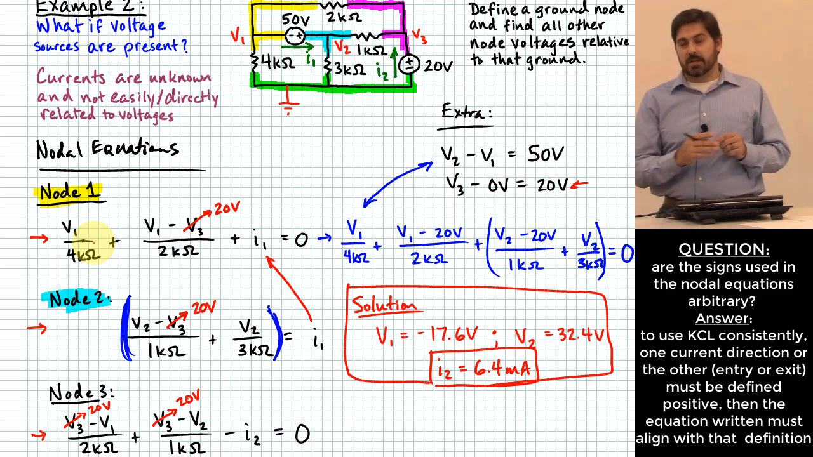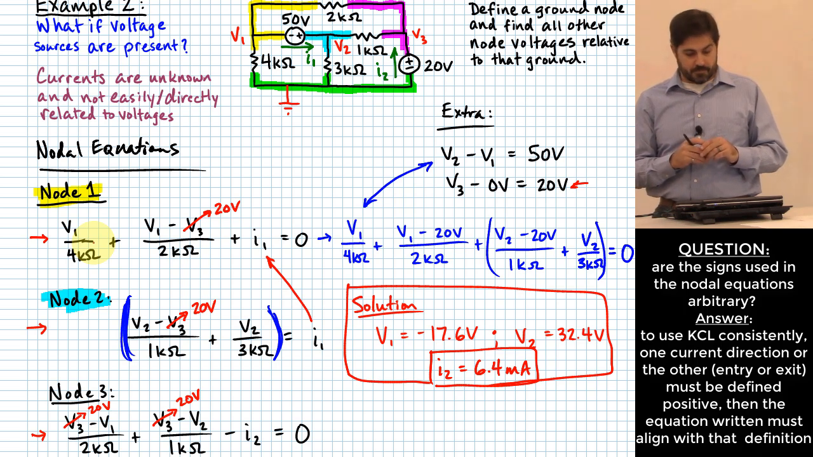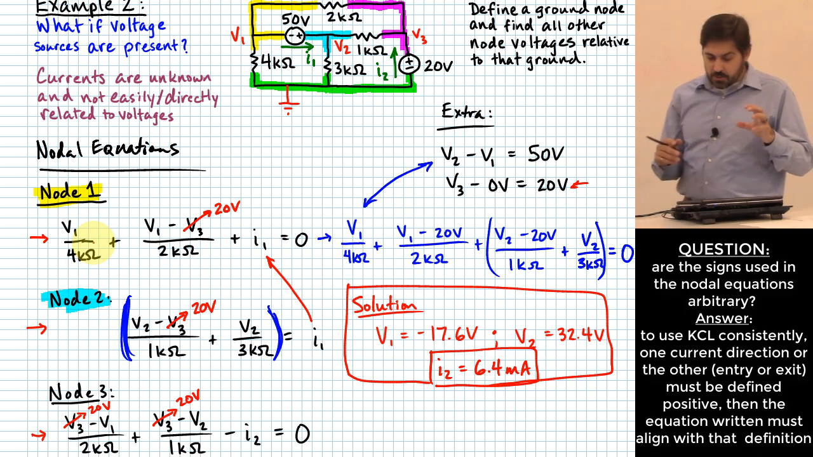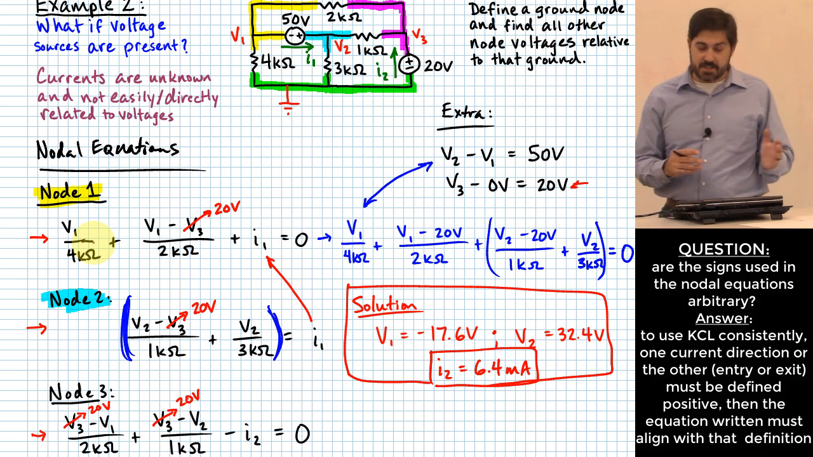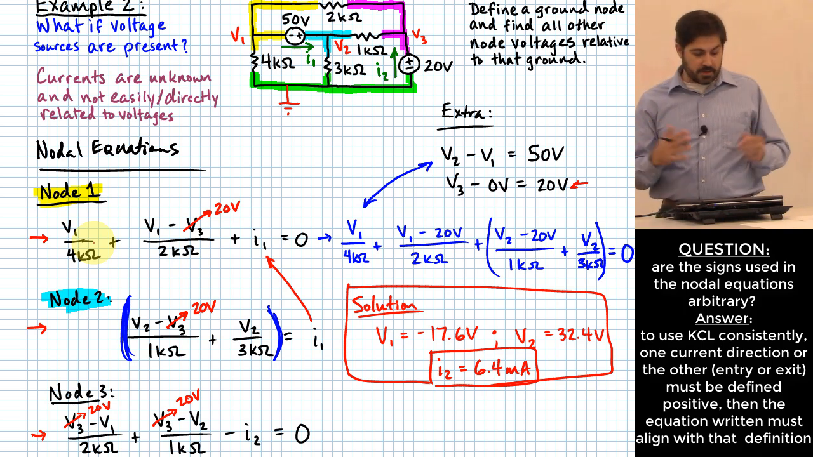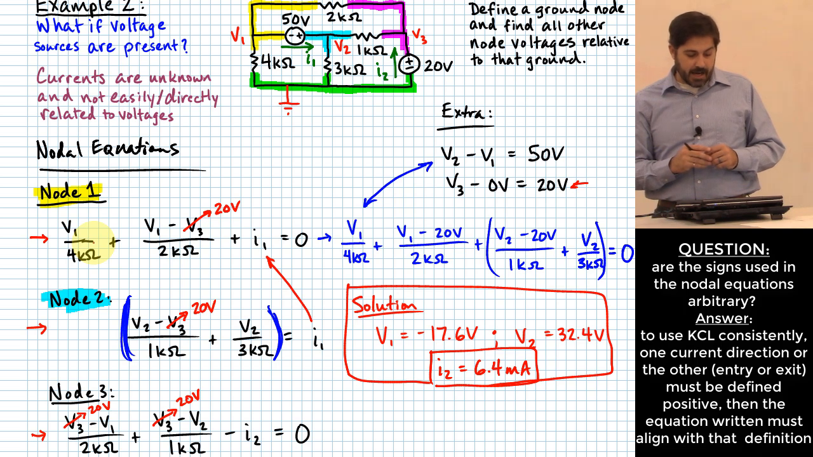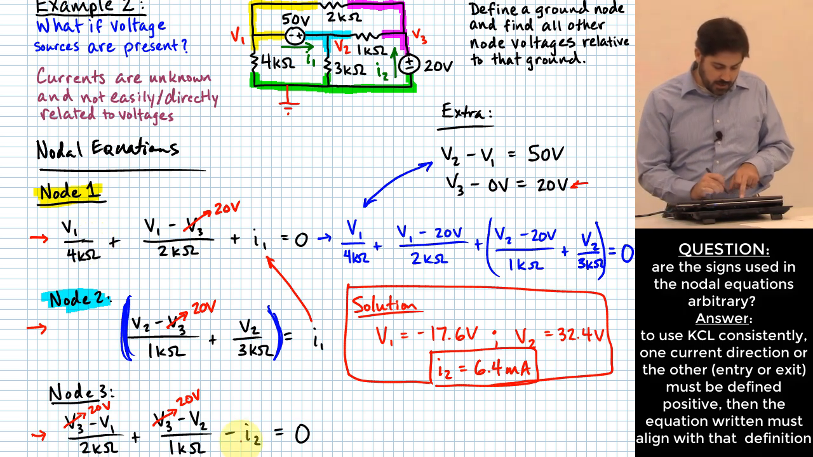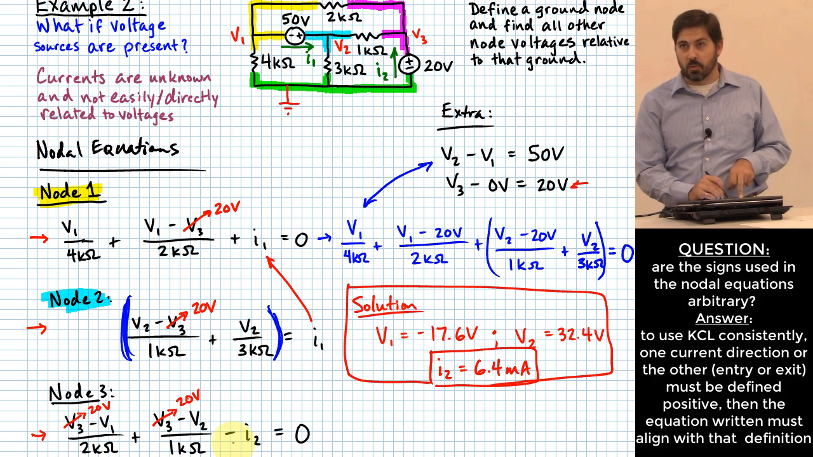But on the nodal equations, can you just assume everything is exiting or everything is entering? Would that work? The question is, can you just, on the nodal equation, assume everything is exiting or everything is entering? And the answer is yes. Now, you'll notice on node 3, I did one where I did not assume something was exiting. Look at that last term in node 3. That one, I couldn't arbitrarily say, oh, that one's also exiting. Why not?